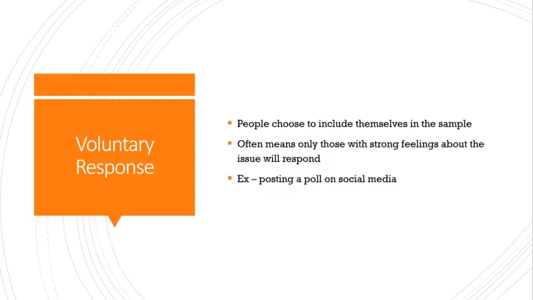Voluntary response bias, that's when we allow people to choose to include themselves. So instead of me going and saying my sample is going to be these people, I'm just going to allow people to choose to include themselves. And a lot of times what happens with that is only people with really strong feelings about the issue will respond. So if you put a poll on social media about ticket prices for football games, only people that go to football games are probably going to respond. So your sample, again, is not representative of the population as a whole.